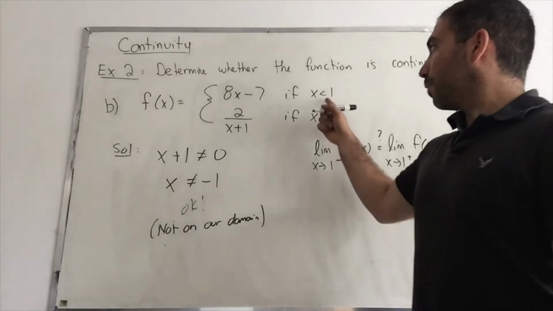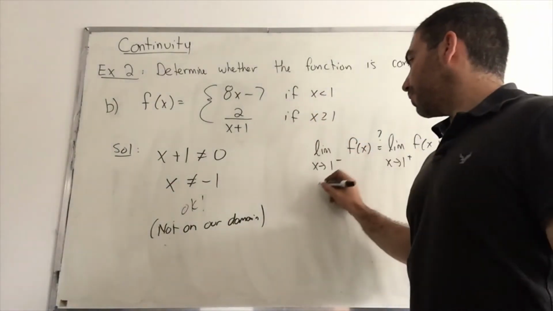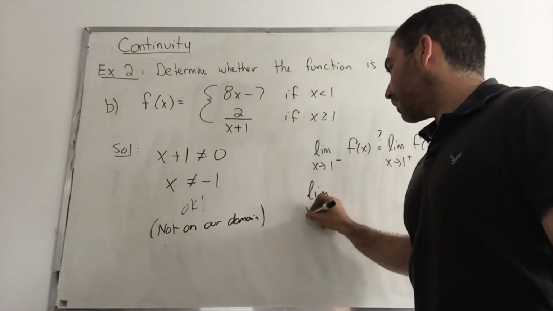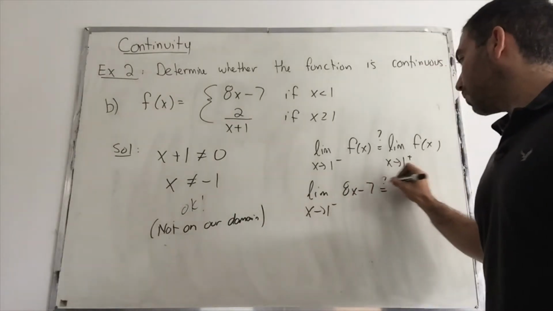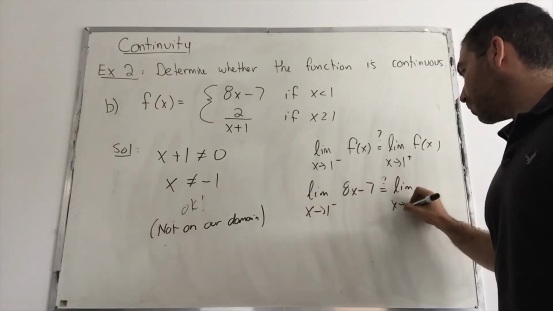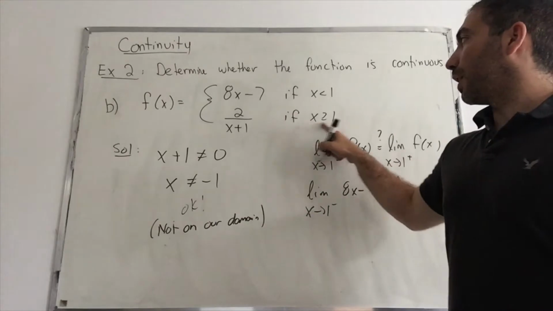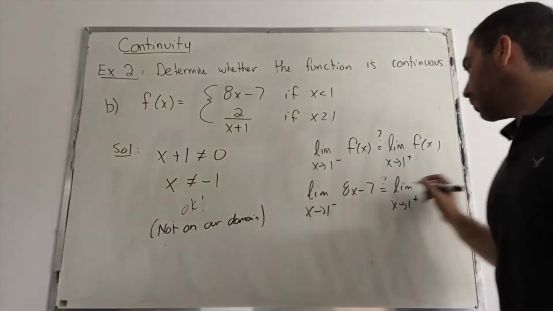So for the left-sided limit, we're using the x values that are smaller than 1, so we're using 8x minus 7. So the limit as x approaches 1 from the left of 8x minus 7, is that equal to the limit as x approaches 1 from the positive side now? For all x values bigger than 1, we're using 2 over x plus 1.